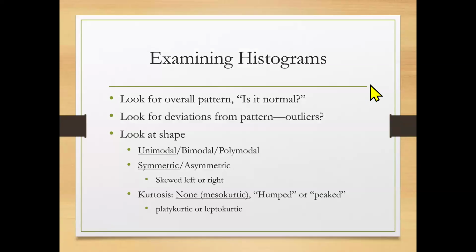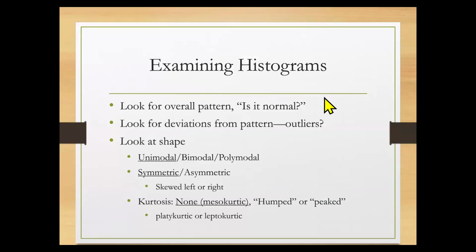Okay, so again, here's a summary slide of what we're supposed to do when we're examining our histogram. Our overall question is: is it normal? We're going to look for deviations from the pattern, which are outliers. We're going to look at its shape. The answers to these questions are going to be either unimodal, bimodal, like the one we just looked at, or, if it has three or more modes, polymodal.